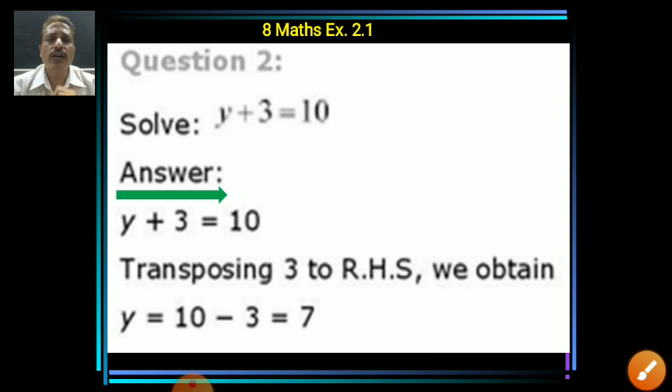Now this 3 has to move to the right side, which gives me 10 minus 3. And now 10 minus 3, do you know what is the answer? Yes, that's 7. Then when y becomes 7, this equation is verified or balanced. This is the solution of the equation. Understood? Yes, put the value of y in our equation and check the left side. Yes, 7 plus 3 gives me 10. And what is there on the right side? 10. My answer is right.